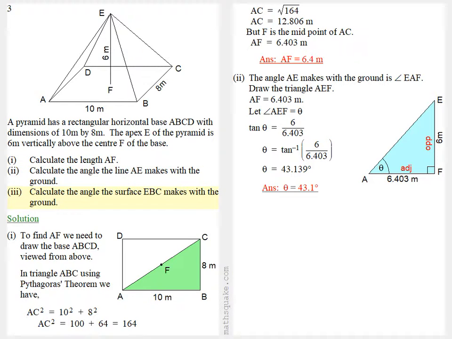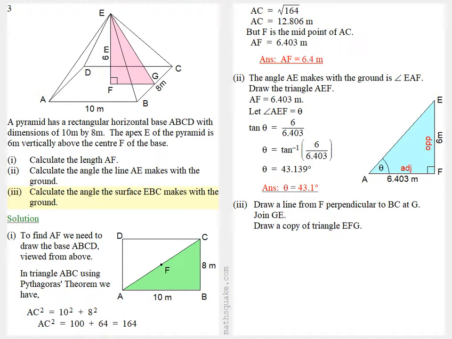Now in part 3, we're asked to calculate the angle the surface EBC makes with the ground. To do this, we're going to have to draw a line from F perpendicular to BC at the point G and join GE. Now we want to consider the triangle EFG, so let's draw a flat view of that triangle. Now we have that FG is half the width of the pyramid, so it's 5 meters, and EF is the height of the pyramid, so it's 6 meters.